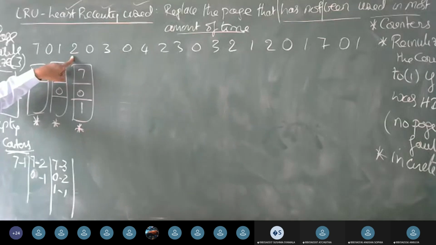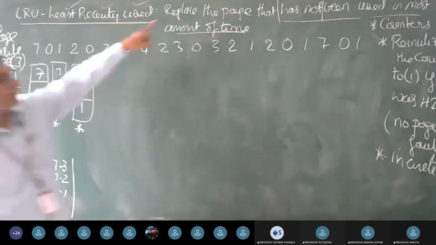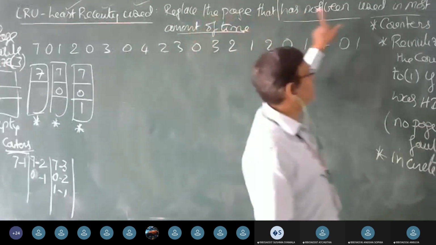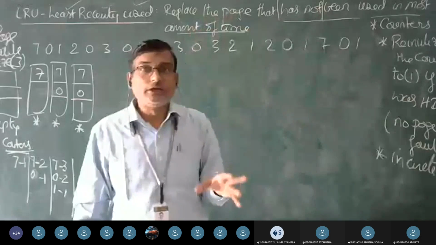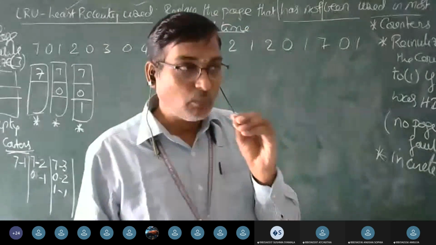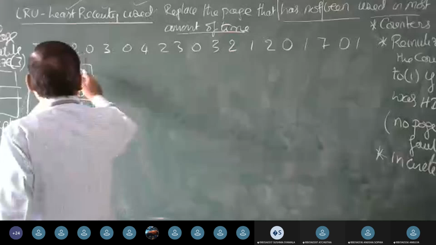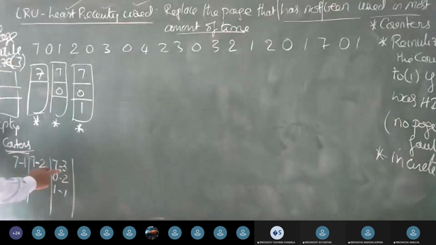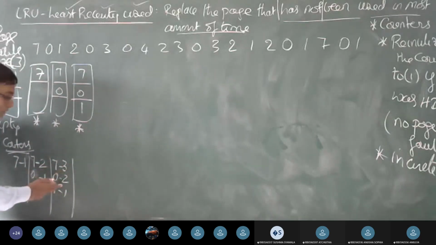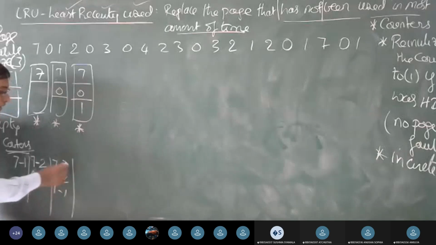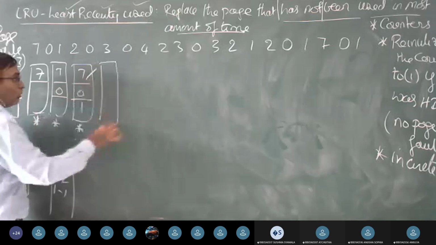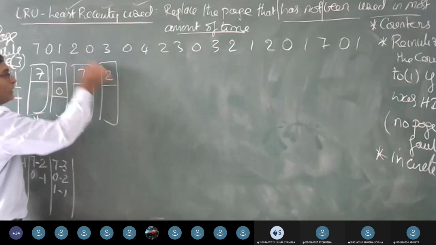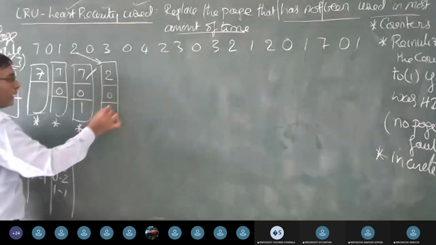Now the CPU was asking for page number 2. Which one do I have to replace? As per the definition, replace the page that has not been used for the most amount of time. That means in this case 7 has not been used for 3 times, 0 for 2 times, 1 for 2 times. So I can choose 7 for replacement. Therefore, instead of 7, I am going to put 2 here, along with 0 and 1.